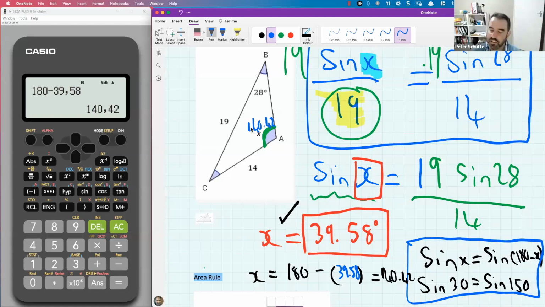And when students get a bit worried about the fact that there's two answers and they say, how do I know what the correct answer is? I say to them, look at it visually. If you've got an answer which is acute, to find the obtuse answer, all you do is go 180 minus the acute angle. Okay, and you just look at it visually to determine if it fits the situation.